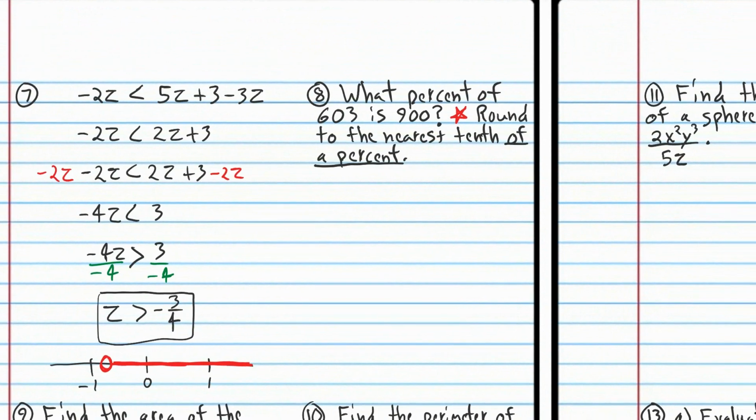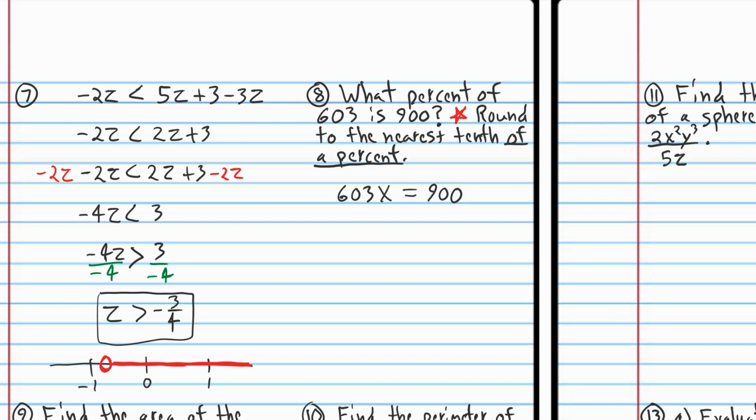So on to number 8. What percent of 603 is 900? So this is a basic finding the percent of a number problem. If you want to find the percent of a number, you take the number and multiply it by the decimal form of the percent, which is what we don't know, and that gives you the percent of the number. What percent, or find a certain percent of 603, and that's 900.